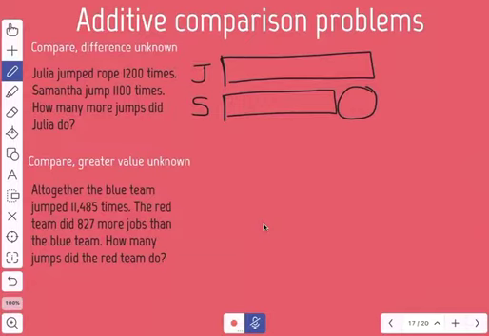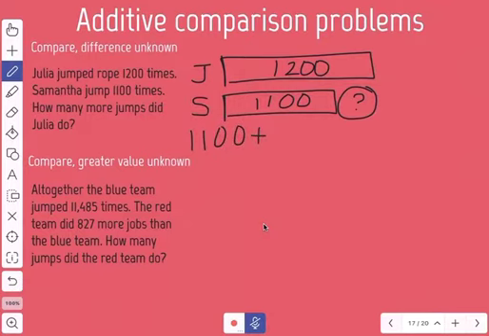Do I know how much Julia jumped? Yes, I do. I know she jumped 1,200 times. Do I know how much Samantha jumped? Yes, I do. She jumped 1,100 times. Do I know how many more? Nope, that's what I'm finding. I'm finding the difference.